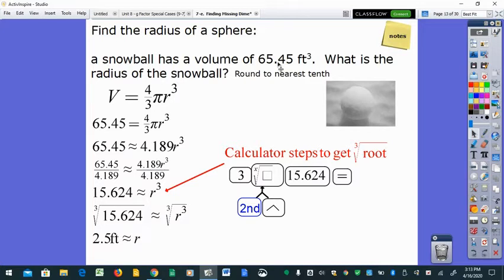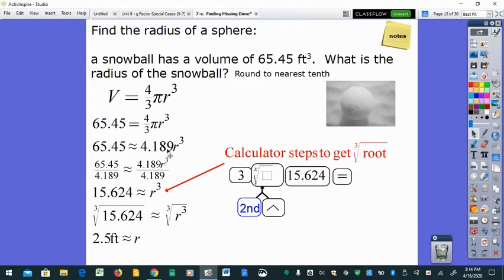What's the radius? So our blank formula with our variables is the volume of a sphere equals 4/3 pi r cubed. I'm going to take the 65.45 and it's going to take the V spot. Now if I go into my calculator and take 4 divided by 3 and multiply by pi, you're going to see this number show up. And you'll get very comfortable with this number in a sphere because it's always the 4/3 times pi.